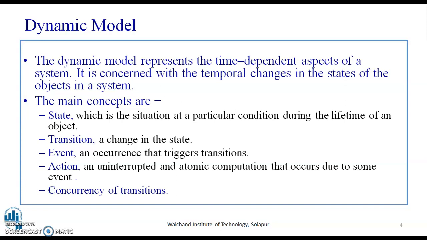For example, I talked about lifetime, the stages and the phases of life. So the moment you turn 18 years of age, you are no longer a teenager. You are now in the adult phase. So after 18, you get the right to vote. So it's an event which makes the transition from one state to another.